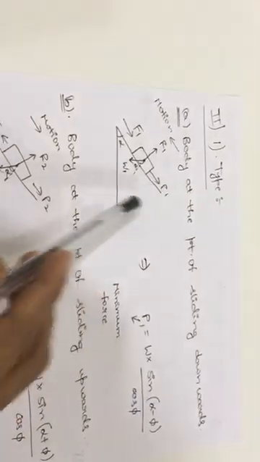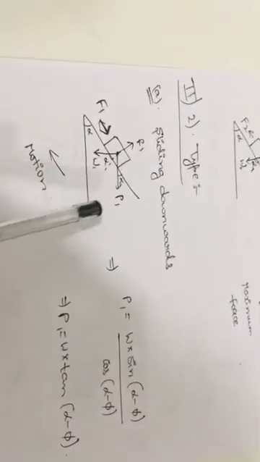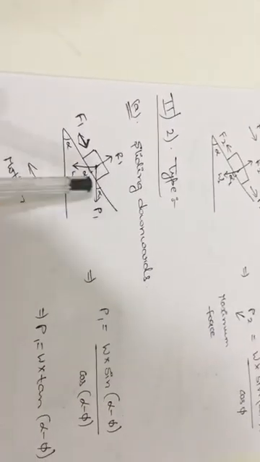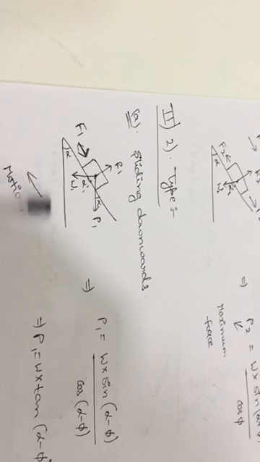Second type is nothing but where force is acting horizontally. Here observe these two diagrams. Here P1 and P2 are acting along the inclined plane. Here P1 and P2 in the next diagram will act horizontally to the horizontal plane.